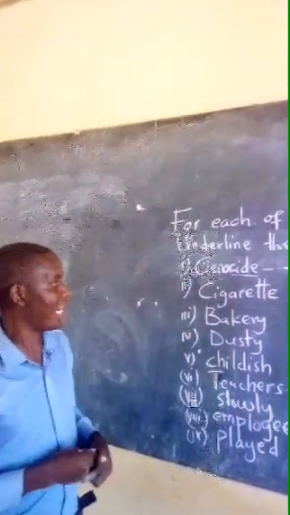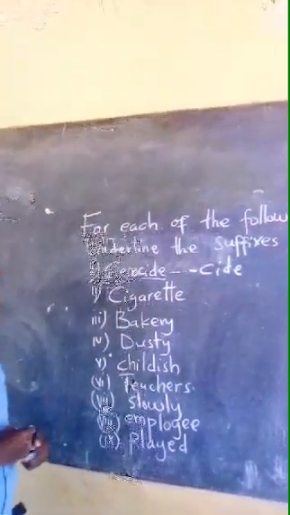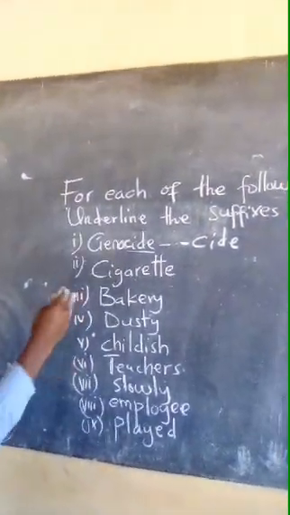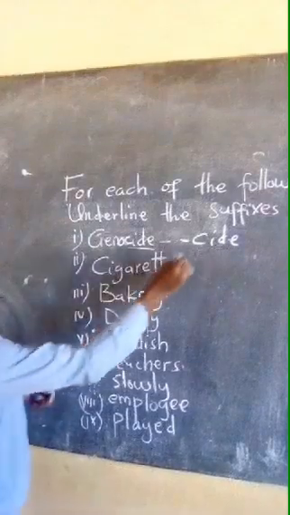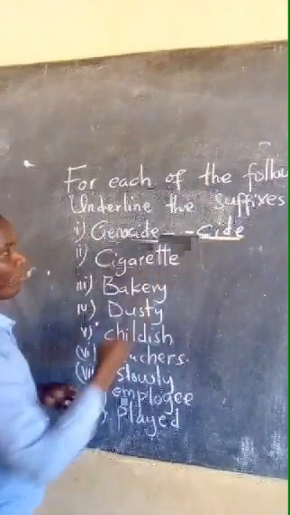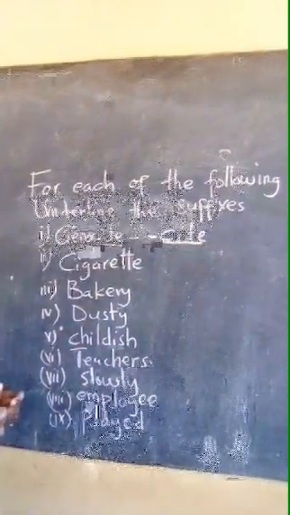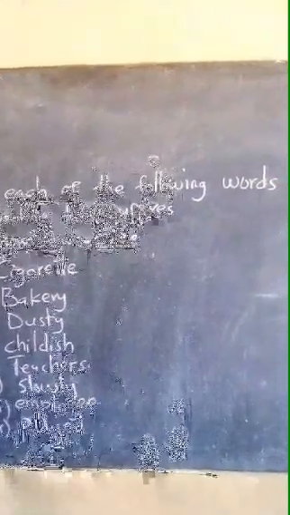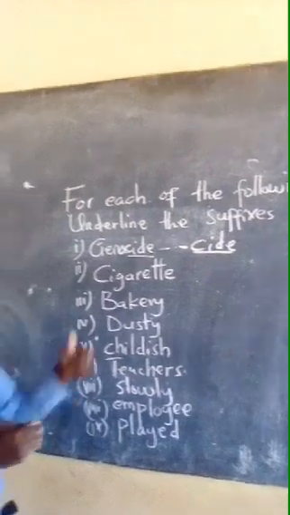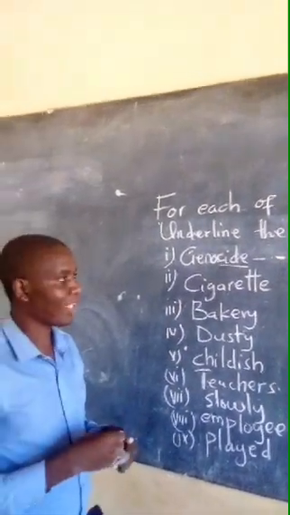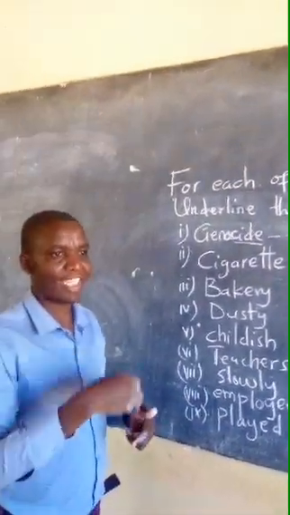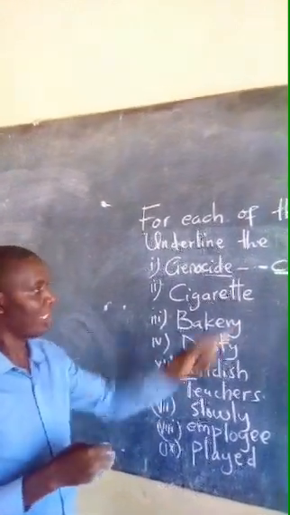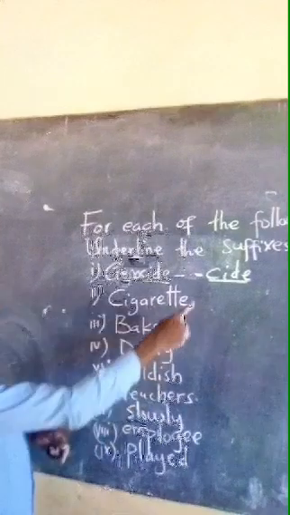The first word here is genocide. The suffix, that wordy particle at the end, is side. This side is a particle and it can be seen in different words, for instance pesticide, insecticide, genocide, suicide, and many other words. So this is the suffix.